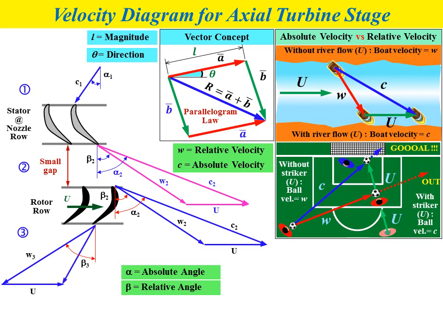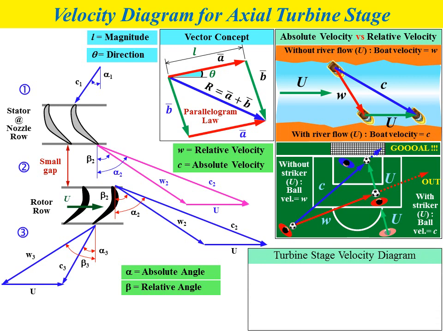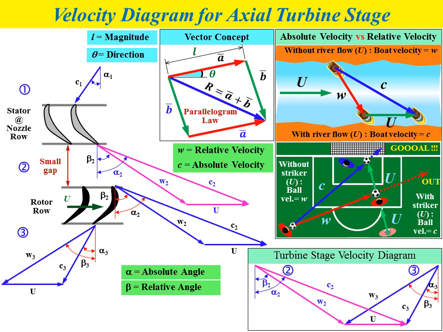Implementing the vector concept, you will get the resultant vector represented by c3, which is the absolute velocity at the outlet of the rotor, and the angle for the absolute velocity is alpha 3. For the relative velocity at the outlet of the rotor, the angle is referred to as beta 3.